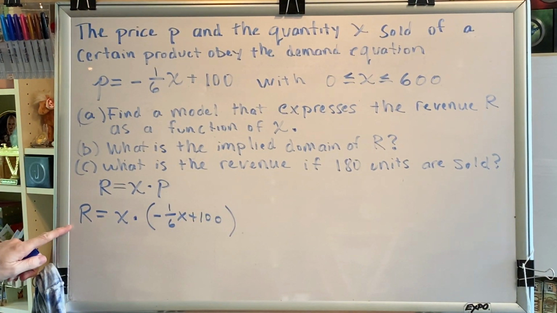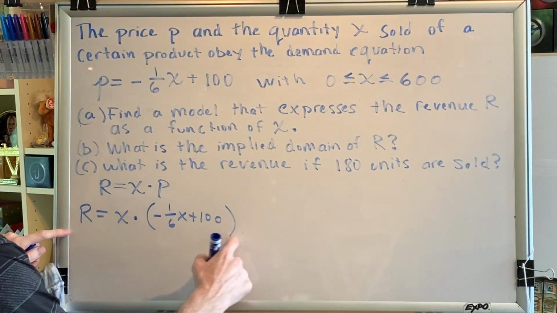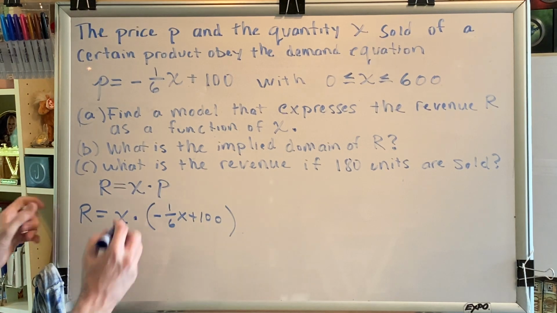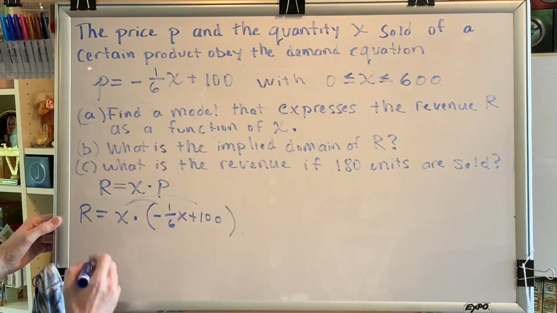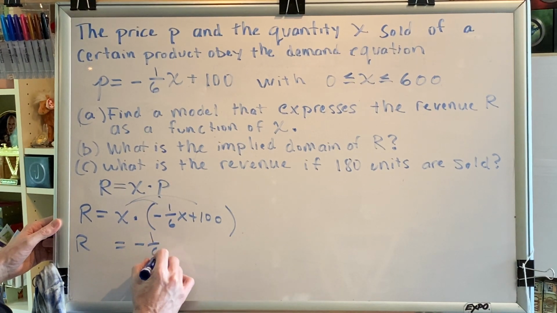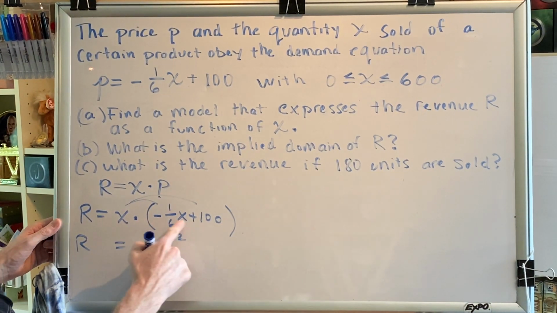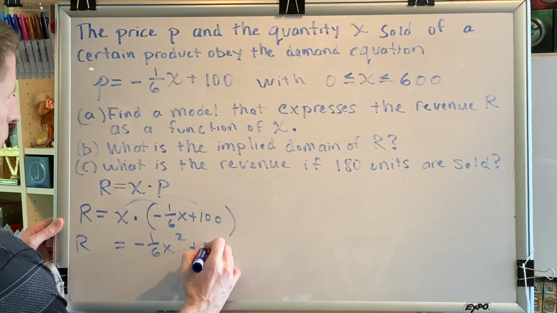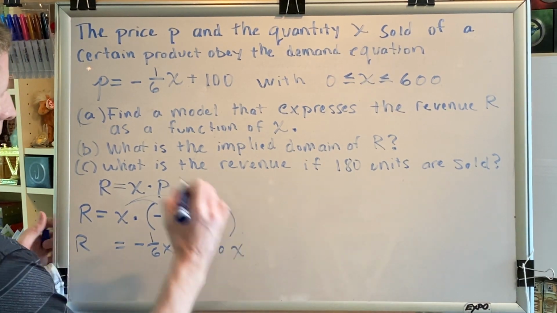Notice we're getting closer to our goal. We have an equation that starts with R equals, and the only variable on the right side is X. We're going to use the distributive property. Then we'll have negative 1/6 X squared, because X times X is X squared, plus 100X.